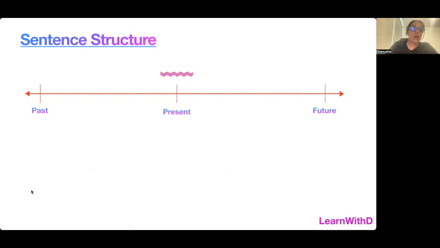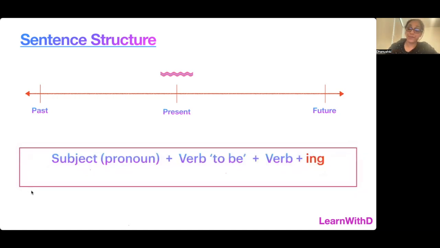All right. So, how do we build a present continuous sentence? We have the subject or the pronoun. Then we have to add the verb to be. Again, if you are not familiar with the verb to be, please refer to my other video, and I'm going to tag this at the end of this video. So you can take a look at that. And then we have the verb with the ing at the end.